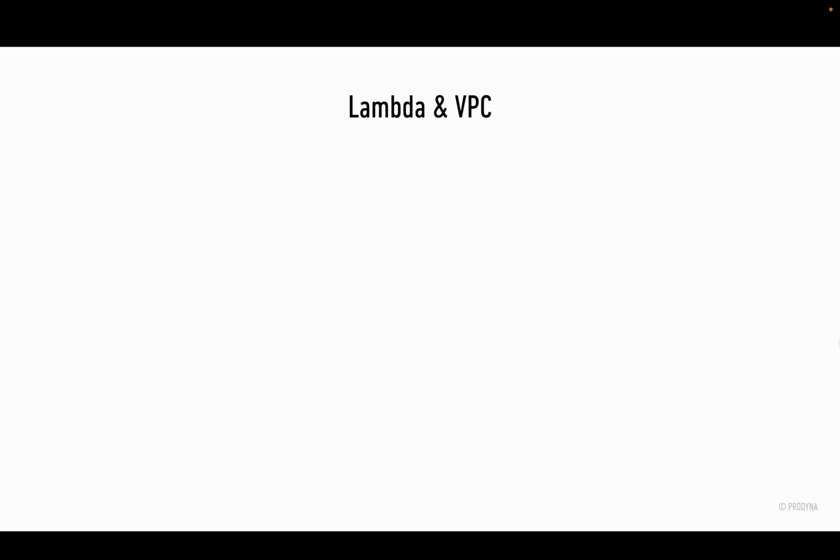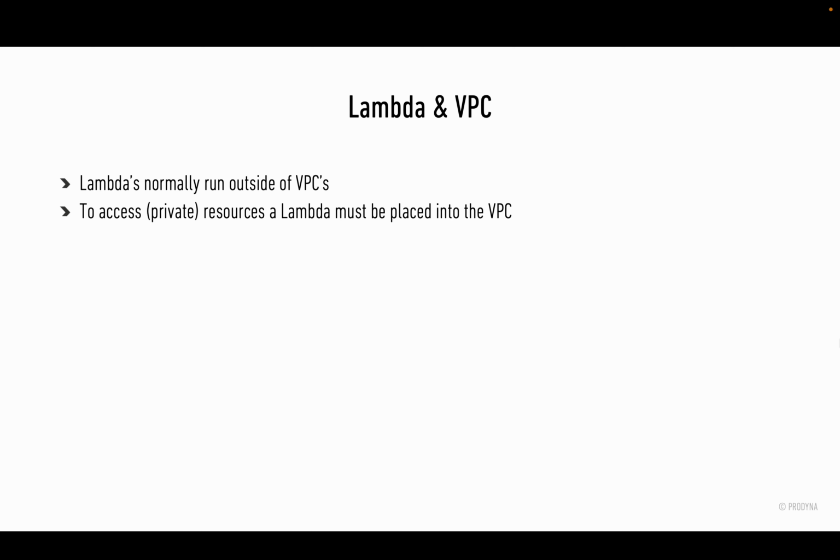Then Lambdas and VPCs. Lambdas normally run outside of a VPC. A VPC is basically an isolated network part inside your AWS cloud. But when you want to access private resources that are deployed in a VPC, your Lambda must be deployed into this VPC as well.